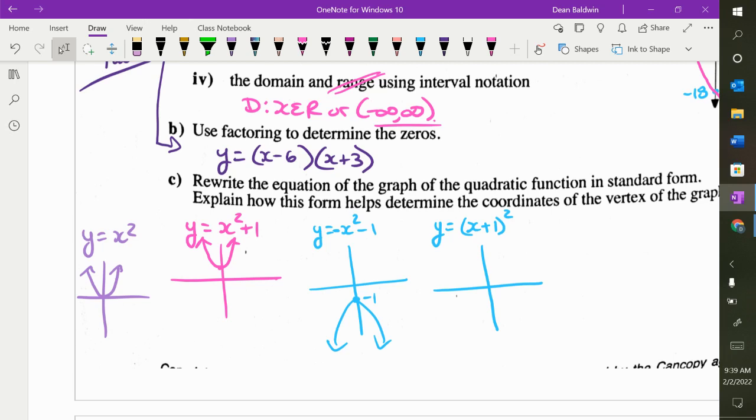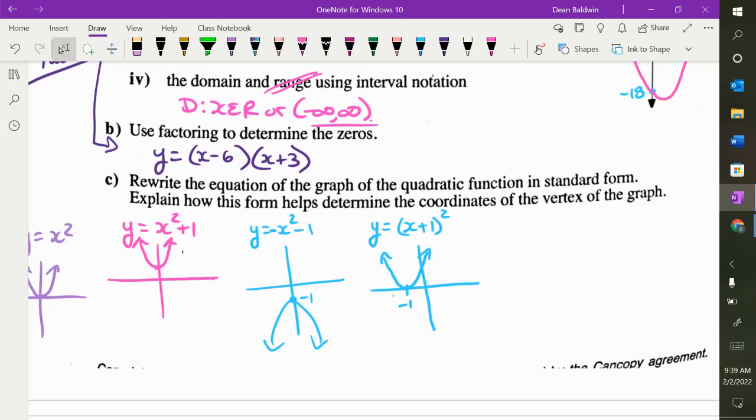All you have to do is ask yourself, what makes the inside 0? What would make the inside of this 0? Negative 1, right? So you've got 1 unit to the left. It's at negative 1. It tells you what your x-intercept is. So negative 1, does it open up or down? Up, because it's positive.